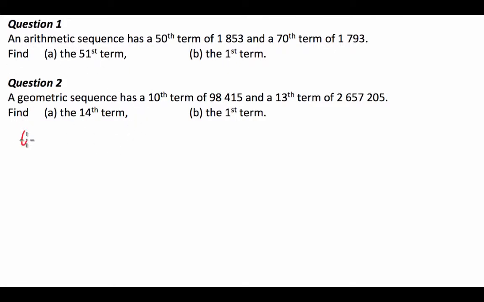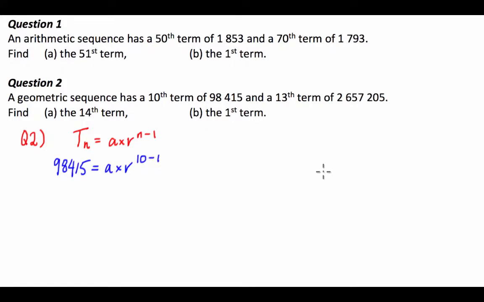To start with, let's just write down question 2. What we're going to do is write down the explicit version of the geometric formula. So we're going to write down t_n is equal to a times r to the n take 1, where a is the first term and r is the common ratio. Now we're going to enter in the information that we know. We know that the 10th term is 98,415. So we're going to say 98,415 is equal to a times r to the power of 10 take 1.